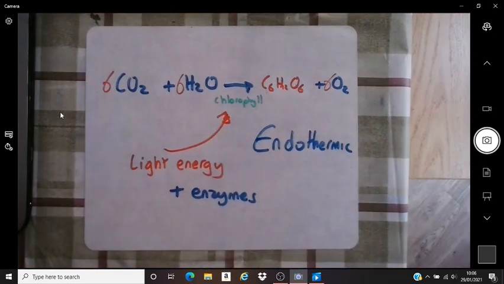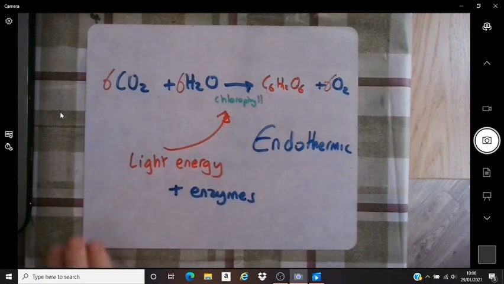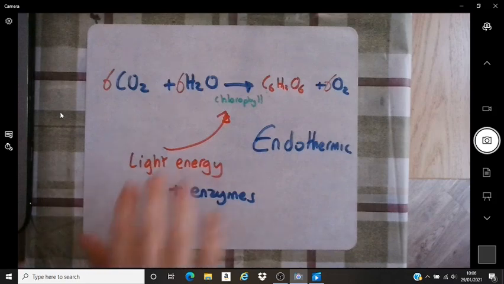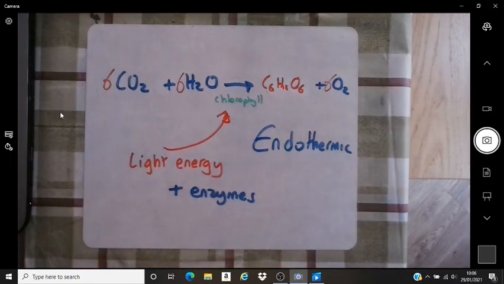Again, you'll recognise that as the opposite of respiration, where the energy transfers out of the reaction into the environment, and we say respiration is exothermic. For this one, the energy is transferred into the reaction from the environment, so endothermic.